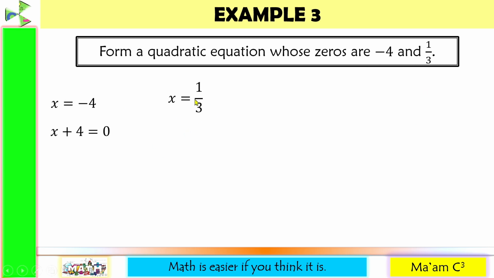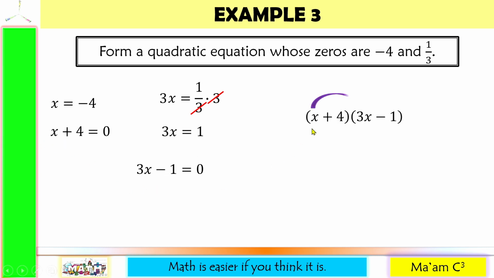I'll eliminate first this denominator, so I'm going to multiply both sides by 3. So this 3 will cancel out. I have 3x is equal to 1. Equating this to 0, this will become 3x minus 1 is equal to 0.